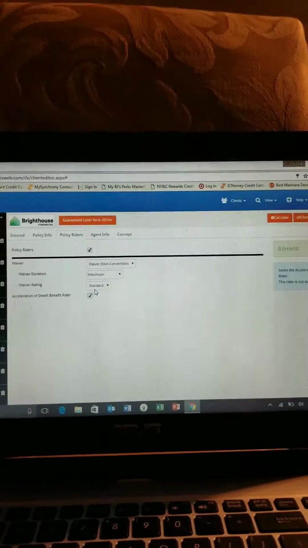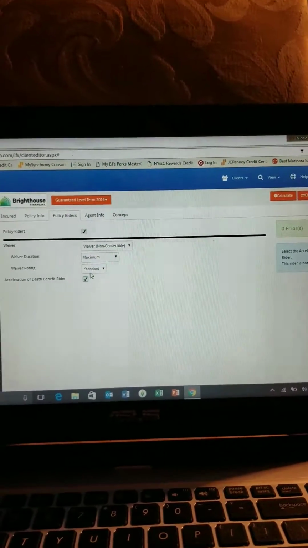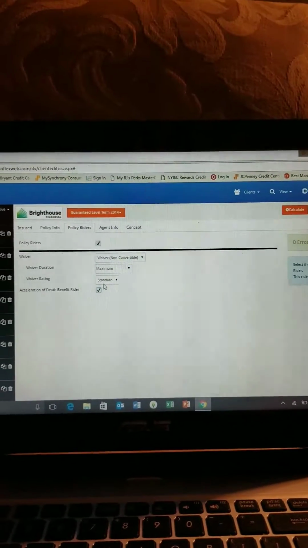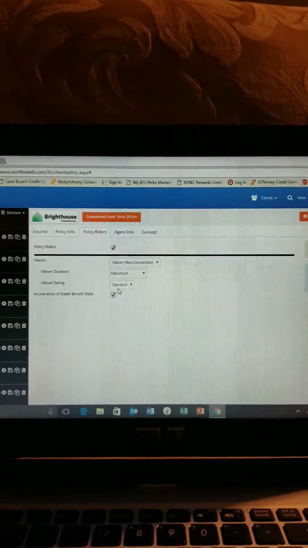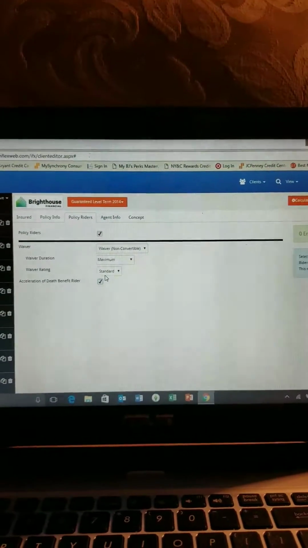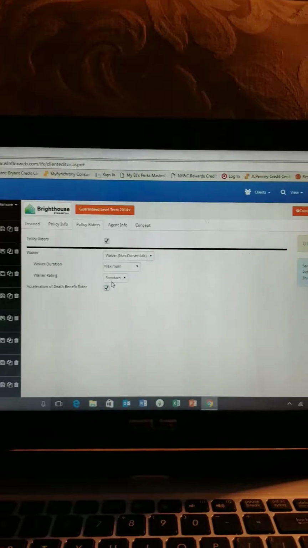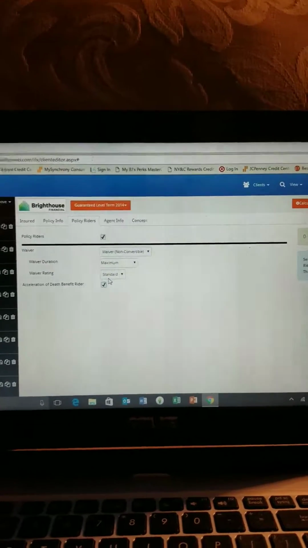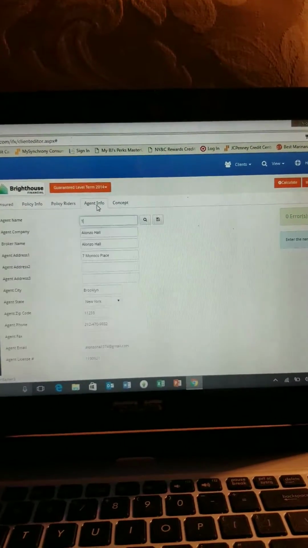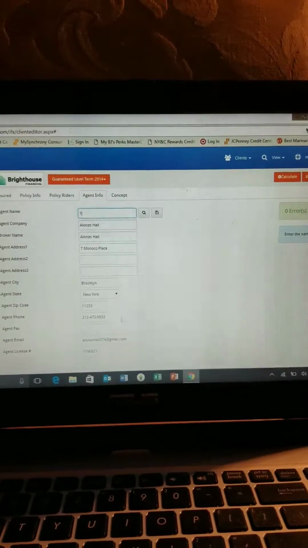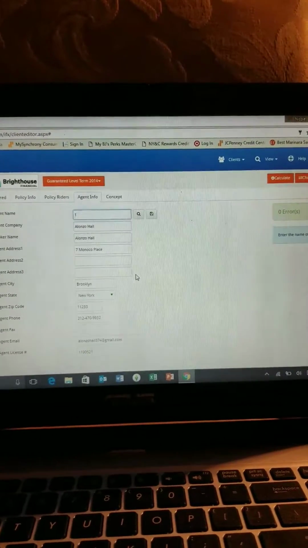Now, riders are, if you've ever been in the car business, for example, additional bells and whistles. These bells and whistles are like aftermarket. They come at a cost. So every rider does increase the cost of your policy. But this is agent info.